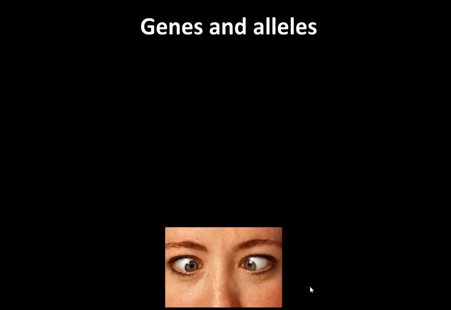Okay, so genes and alleles. An allele is a type of gene. A gene is a section of a chromosome that codes for a characteristic. It actually codes for a protein, which will give you that characteristic. An allele is that type of gene. So your gene could be for eye color, and your allele would be a blue-eyed allele or a brown-eyed allele.